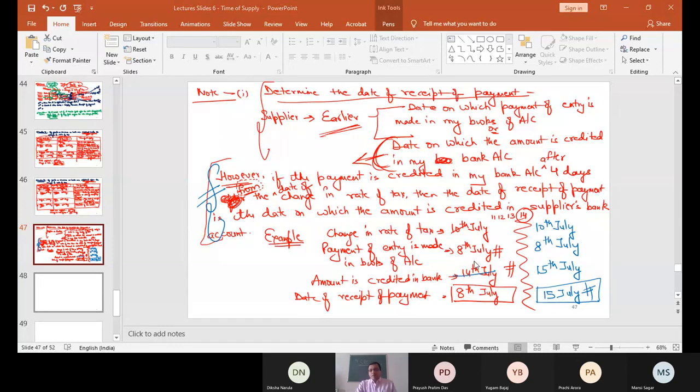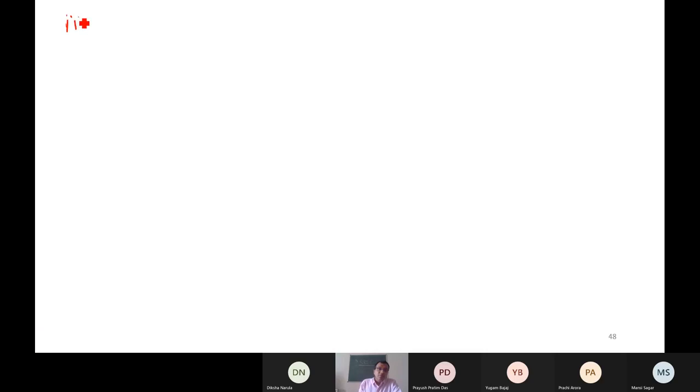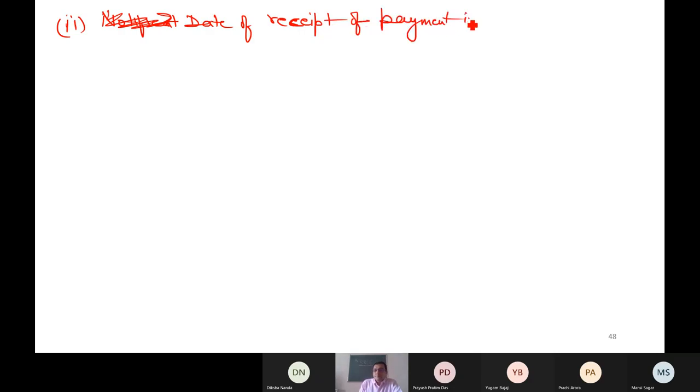Okay, now last point, interesting as well as technical. Second note, if you remember that notification, I don't know whether you remember that notification or not, date of receipt of payment is not relevant. Date of receipt of payment is not relevant in case of supply of goods, not services.